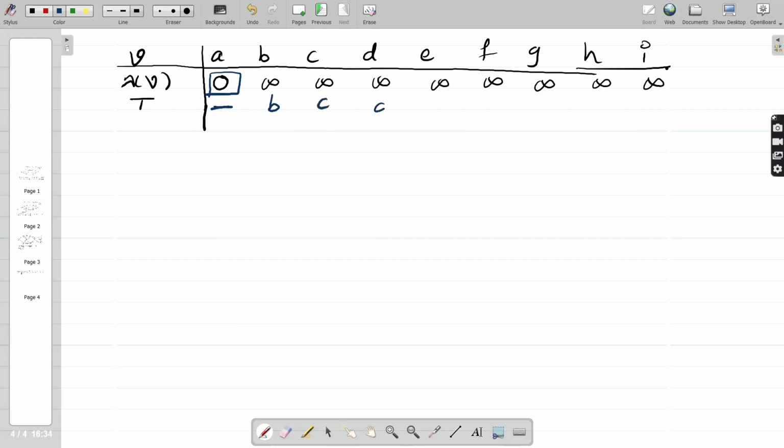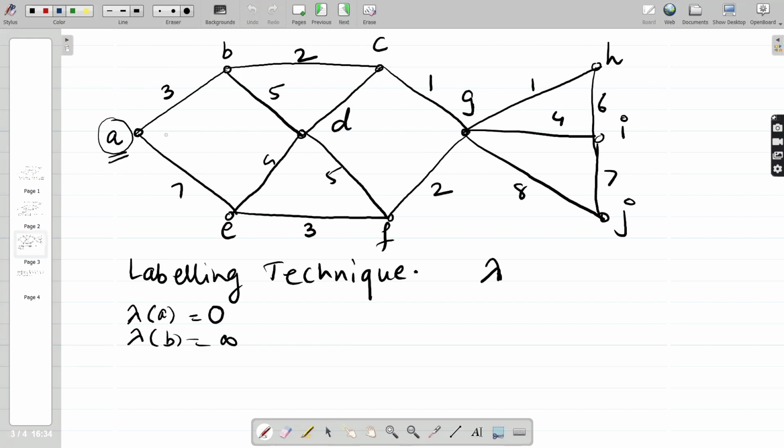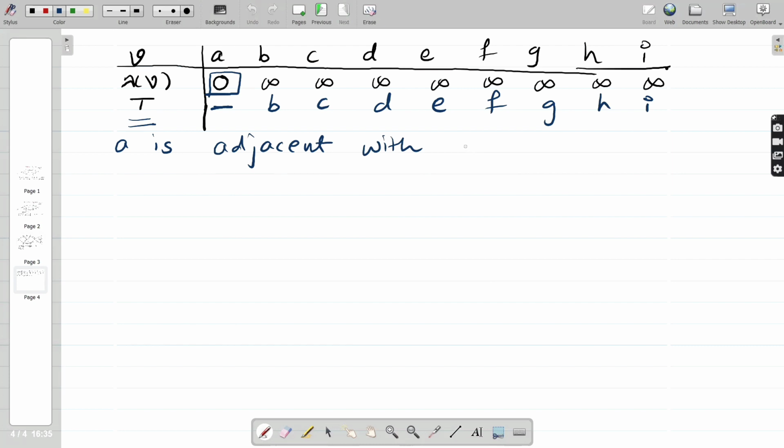There is no need actually to find out the shortest path as such. And now we are left with these many vertices. Now, from the vertices which are written in the set T, we will see how many vertices are adjacent with A. So A is adjacent with the vertices B and E here. The weight of AB, that means the distance between A and B, is 3 and the distance between A and E is 7. So we will find out the label of B and E using the label of A.